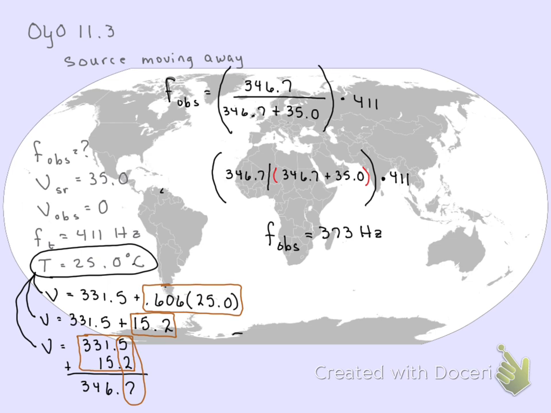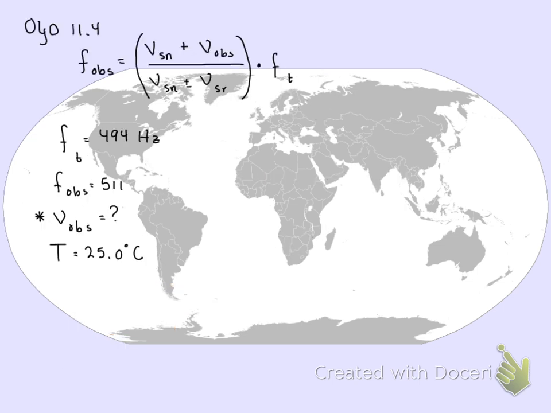So we know from On Your Own 11.3 that the velocity of sound is the same. It's 346.7, okay? So we don't need to redo the whole entire velocity of sound equation. We'll just go back and use the same value from the previous On Your Own problem, okay? So now let's fill in what we've got. Okay, the frequency of the observer is 511 hertz.